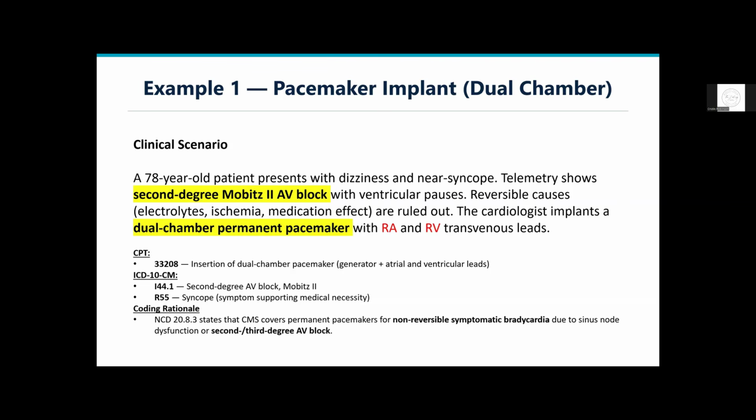And this is a symptom supporting medical necessity, but remember it has to be tied to that block in order to bill. And as you can see, we have our coding rationale here for our NCD 20.8.3 that states that CMS covers permanent pacemakers for that non-reversible symptomatic bradycardia due to sick sinus syndrome or, and in this case, second or third degree AV block.